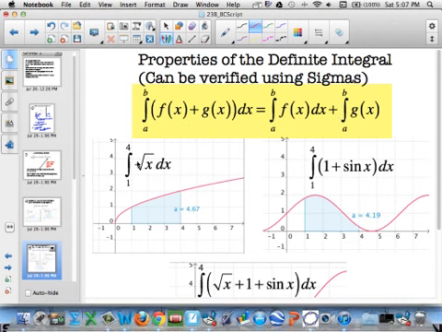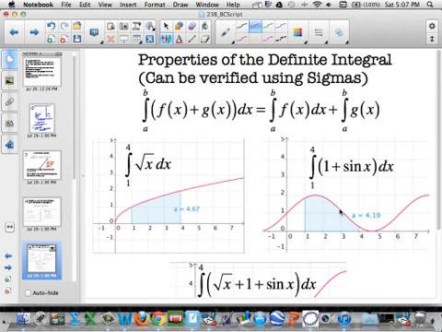Here's the integral from 1 to 4 of the square root of x dx. That's an area. It comes out to be 4.67. And here's the integral from 1 to 4 of 1 plus sine x. That's also an area. It comes out to be 4.19.